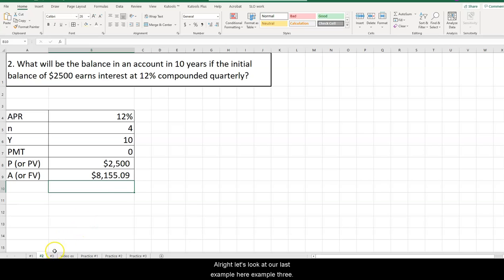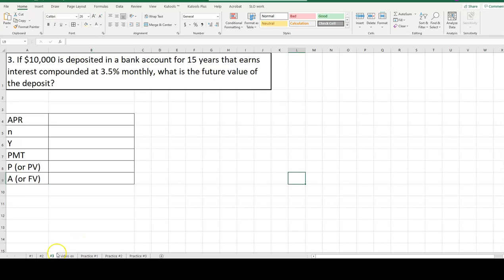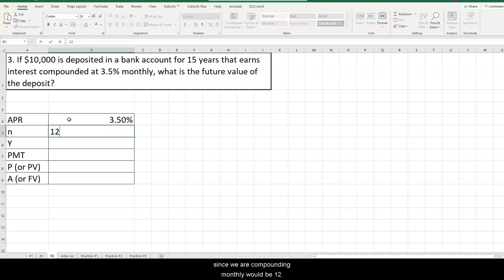All right, let's look at our last example, example 3. If $10,000 is deposited in a bank account for 15 years that earns interest compounded monthly at 3.5%, what is the future value of the deposit? So putting in my APR, 3.5%. Our n value, since we're compounding monthly, would be 12. Number of years in this case is 15. Still, we don't have a payment, so 0. Our principal amount, $10,000.